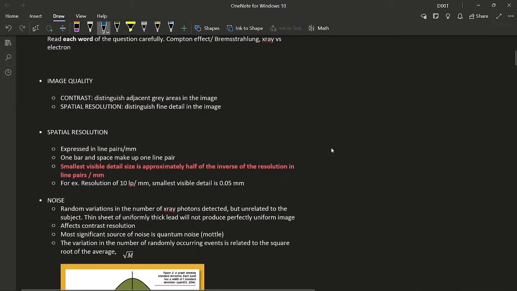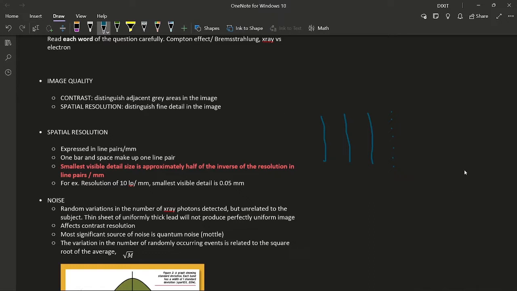Now coming to spatial resolution, it is expressed in line pairs per millimeter. One line and one space make up one line pair. So in this case, we have a total of three if you include this space too, so we have three line pairs, three lines and three spaces. The smallest visible detail size is approximately half of the inverse of the resolution in line pairs per millimeter.